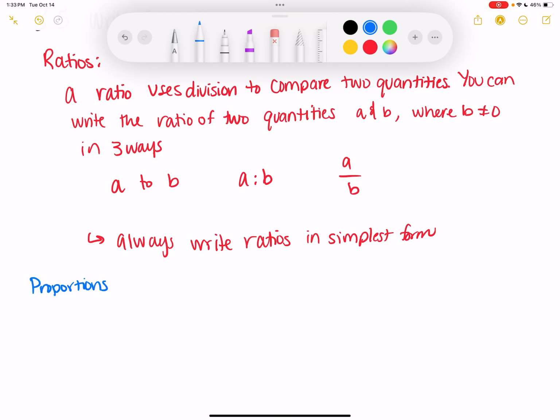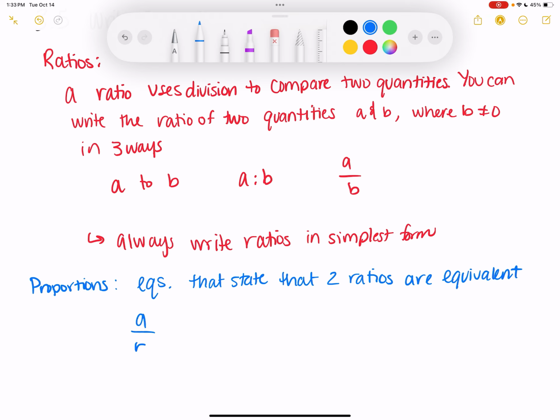Proportions are equations that state that two ratios are equivalent. So something like A divided by B is equal to C divided by D, where B and D are not equal to 0.